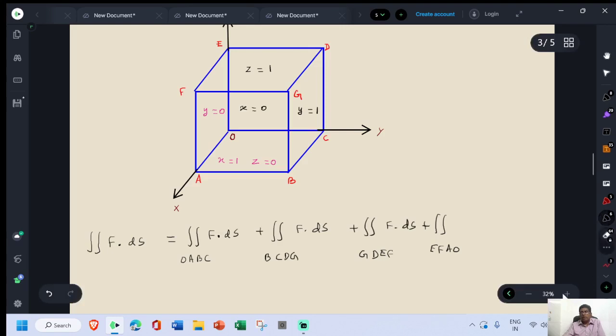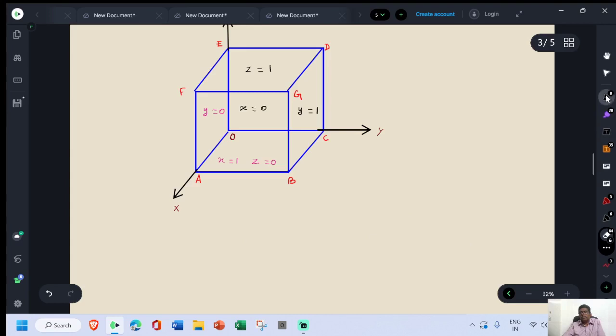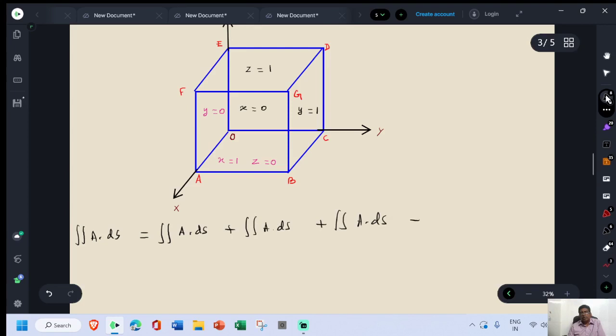Actually these are all not F, these are all A. In our problem they have given A dot ds, so that we will change it in terms of A dot ds double integral, that is equal to A dot ds 1, 2, 3, 4, 5 plus A dot ds. 6 phases we have to provide.